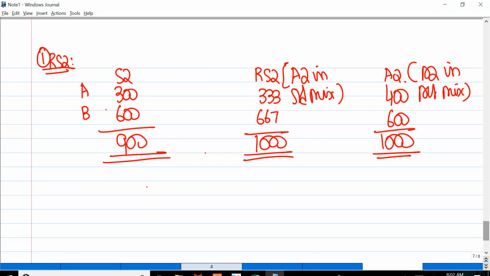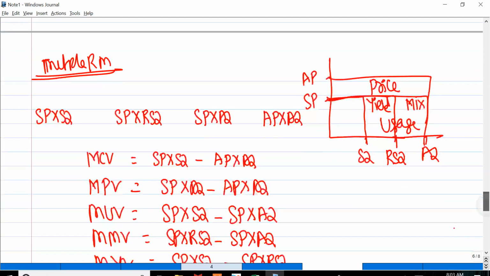That is also standard mix, but that is 900, that is not 1000. In any variance, only one thing will change, except for the main variance, which is your material cost variance: SP into SQ minus AP into AQ. Both the amounts are changing, whereas material price variance means standard price and actual price. Material usage is standard usage and actual usage. Material mix is standard mix and actual mix. Yield is a balancing figure, so the other part is the yield variance. You can take it as a balancing figure. So the sub variances of usage were split into yield and mix.